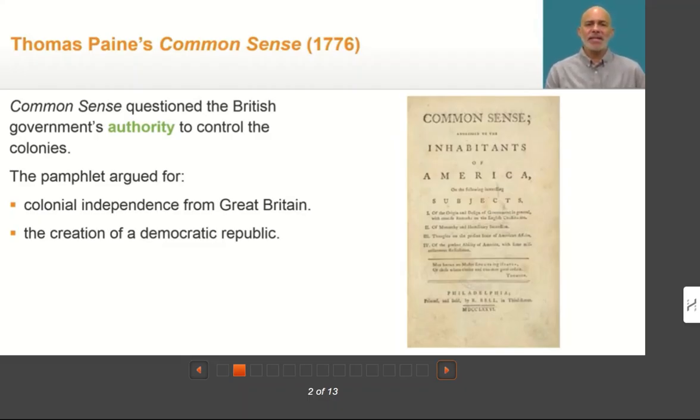Paine wrote powerful essays that were printed on pamphlets and distributed to many colonists. One of his most famous essays was called Common Sense. In it, Paine questions the British government's authority to control the colonies. In his essay, Paine argues for colonial independence from Great Britain and for the creation of a democratic republic. Paine's essay weighed heavily on the minds of the men who formed the Second Continental Congress. Let's look at an excerpt from Common Sense.